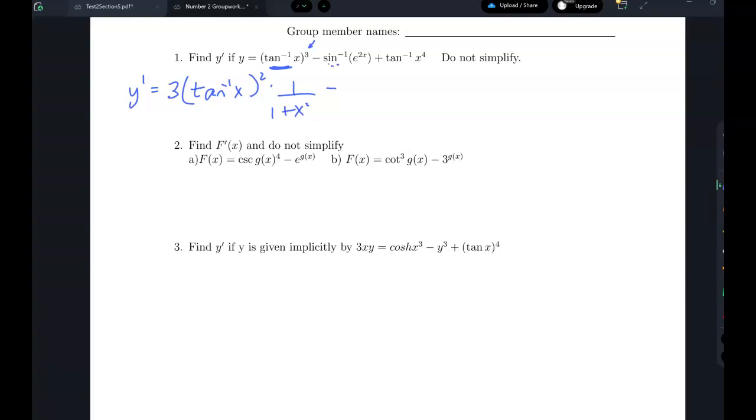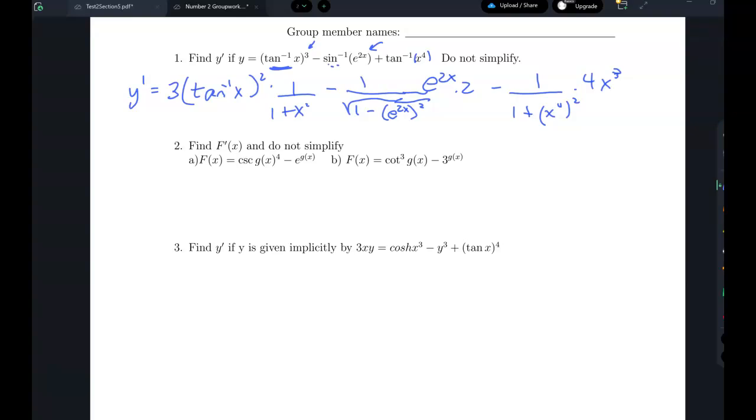This one, the arcsine, is the most outside function. So 1 over the square root of 1 minus the stuff squared. The stuff is e to the 2x. And then I multiply by the derivative of the e to the 2x, which is e to the 2x times 2. And then here, the x to the 4th is the inside of the arctangent. So it's 1 over 1 plus x to the 4th squared times the derivative of x to the 4th, which is 4x cubed.